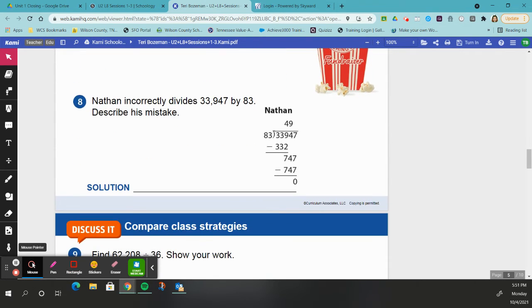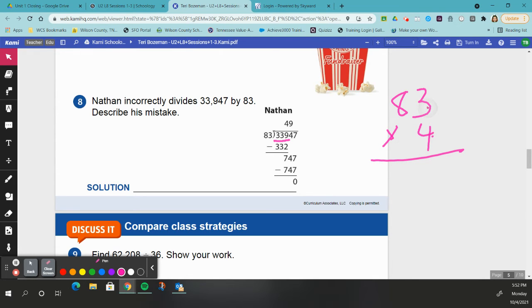Let's take a look at number 8. Number 8 says Nathan incorrectly divides 33,947 by 83. So we have 33,947. So he copied that part correctly. And then he's dividing by 83. So it looks like he moved over. Let's see what he did here. So he moved over to the 9. So he had 339. And he said 83 times 4, right? 4 times 3 is 12. So 2, carry your 1. 4 times 8 is 32. Plus that 1 would be 33, right? So he got that part right.